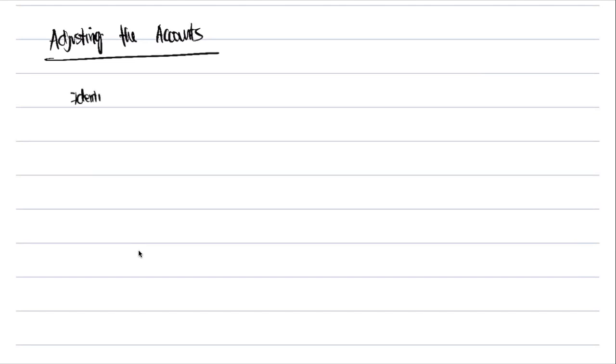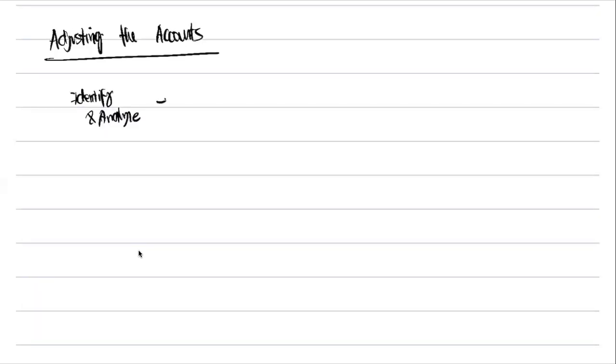So we proceed now to our next topic, which is adjusting the accounts. Again, in our accounting cycle, what is our first step? That is to identify and analyze. So we're done with this already. We know what is an accountable event and what is not an accountable event.